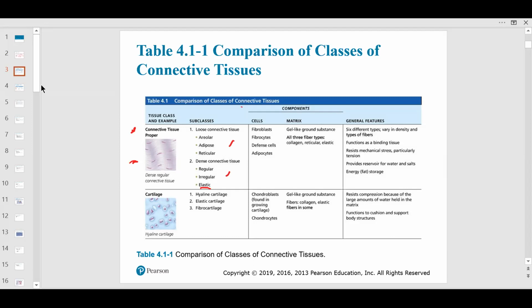And here's your sparse cells: fibroblasts, which lay down the collagen, fibrocytes, mixed-in cells, and your macrophages, your defense cells. And in loose connective tissue, the adipocytes are filled with triglycerides. So the matrix could be gel-like or thicker in collagen, like reticular fibers and elastic fibers. So the dense are very thick collagen fibers, except for elastic, of course. That's more elastic fibers. Make sense?